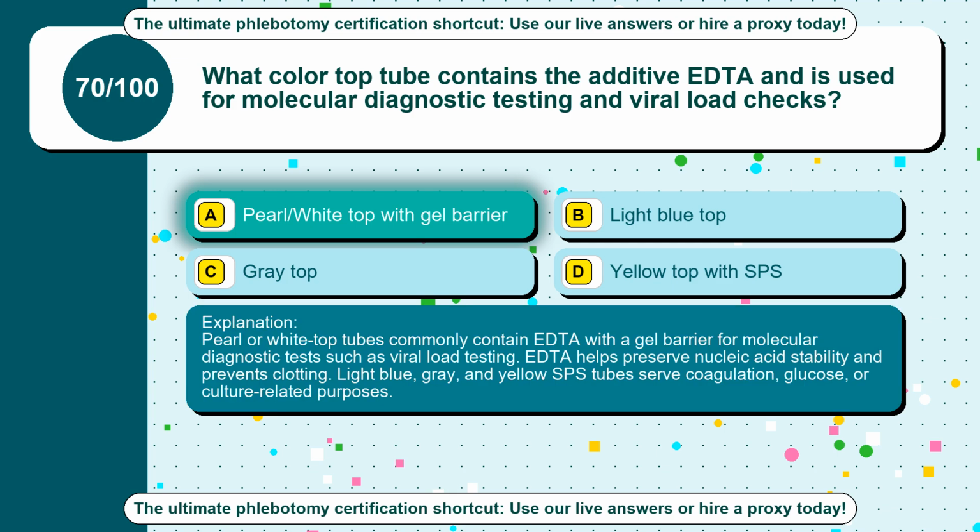Pearl or white top tubes commonly contain EDTA with a gel barrier for molecular diagnostic tests such as viral load testing. EDTA helps preserve nucleic acid stability and prevents clotting. Light blue, gray, and yellow SPS tubes serve coagulation, glucose, or culture-related purposes.